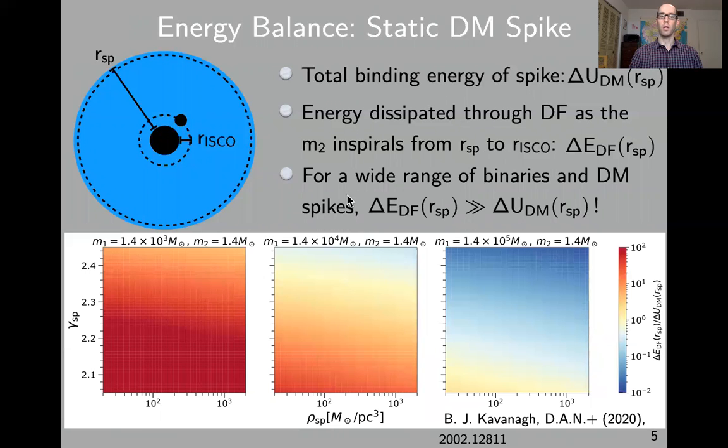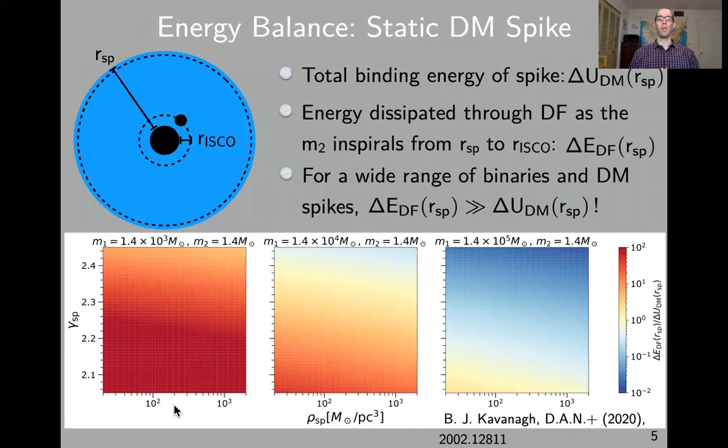So we computed this ratio, and we found that for a wide range of binaries with different mass ratios, in fact, the dissipated energy was much larger than the binding energy of the spike. So everywhere there are red or orange colors, this ratio is greater than 1, whereas for blue colors, it tends to be smaller than 1. So for systems with mass ratio 10 to the minus 3, much of the parameter space for different power laws and different normalizations of the density has this property that one should not consider the spike to be static throughout the inspiral.